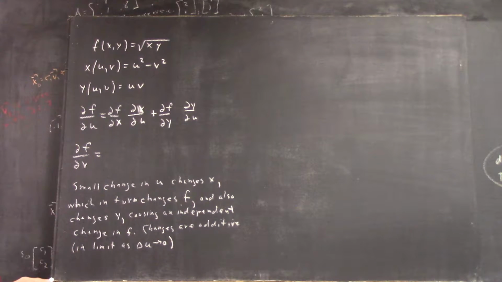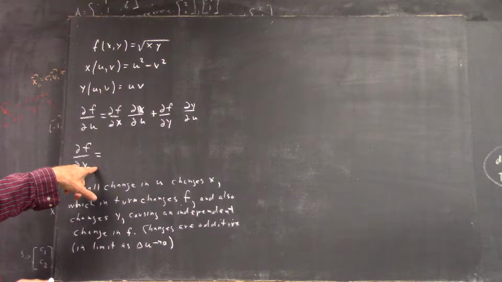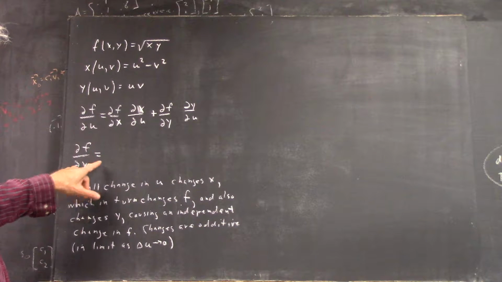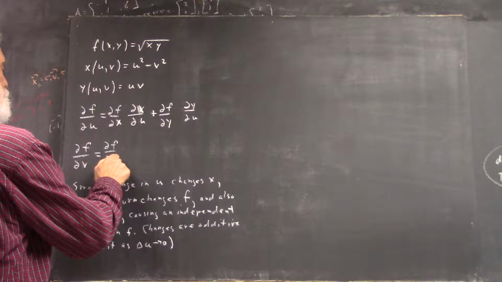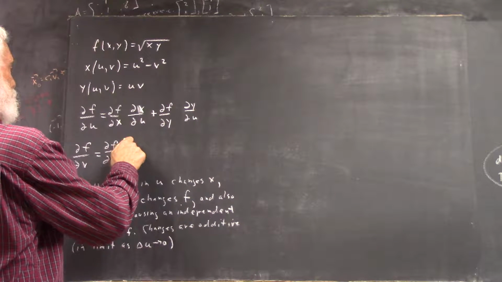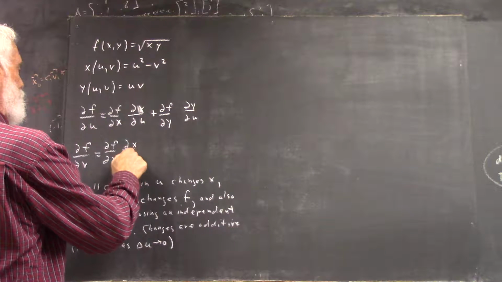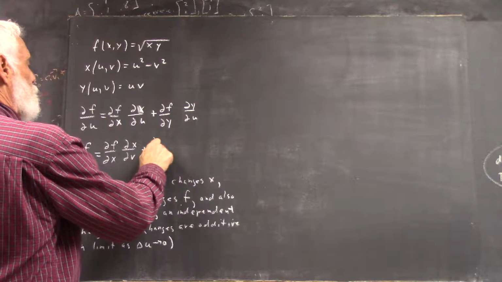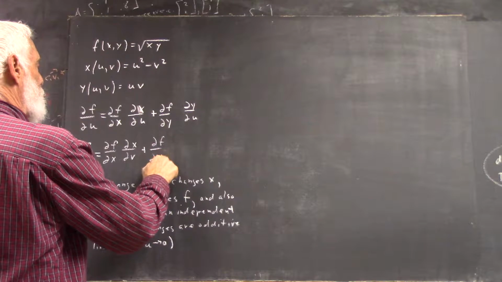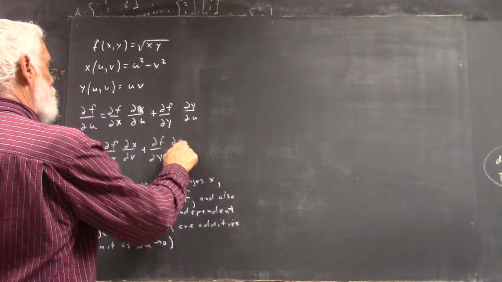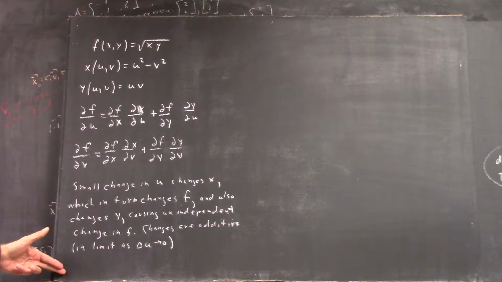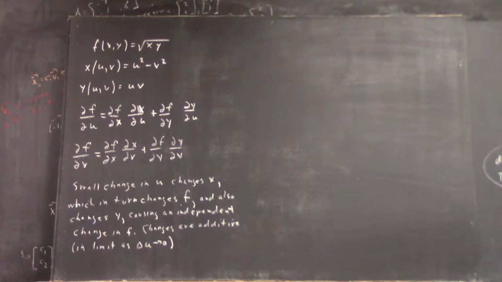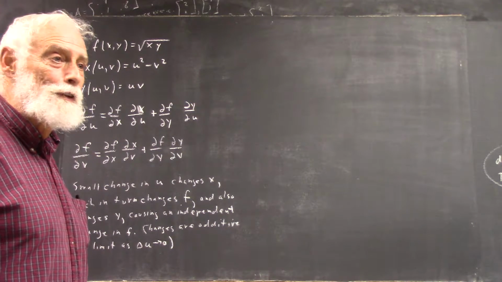Okay, so what's this going to be? You want to tell me? Partial f with respect to x times partial x with respect to v. Yeah. Now, it's a direct imitation, but the reasoning is this: if I change u to v, I get the same, all the words are the same except for the change.